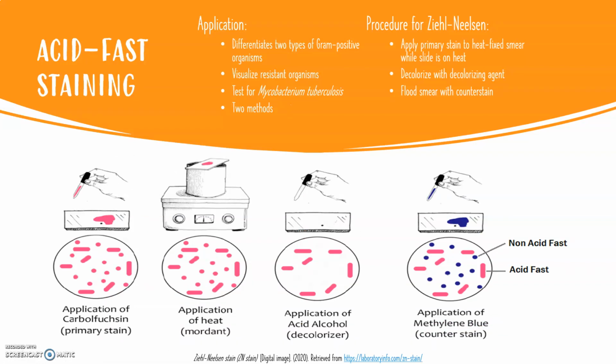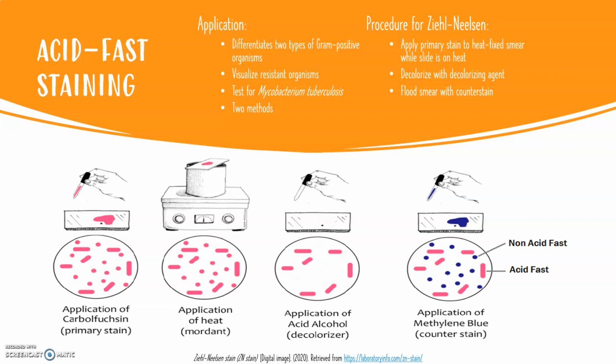The acid-fast stain differentiates gram-positive organisms that have mycolic acid in their cell walls from those that do not. This technique is used as a diagnostic tool to visualize resistant organisms. The primary stain stains the cell wall of organisms that contain mycolic acid, which is a waxy coat that protects bacteria from drying out and even protects them from some antibiotics. This technique is also used to test for Mycobacterium tuberculosis, which is the main bacteria that causes tuberculosis.